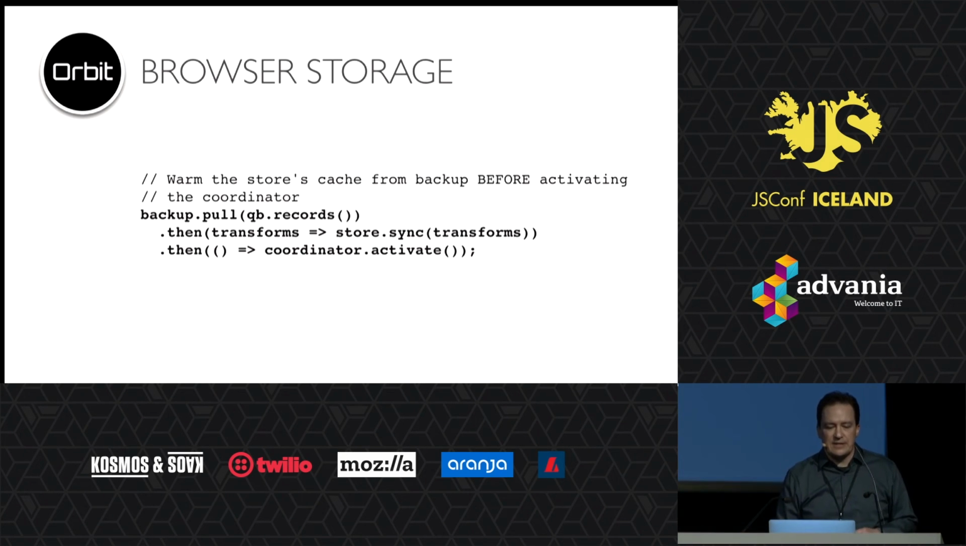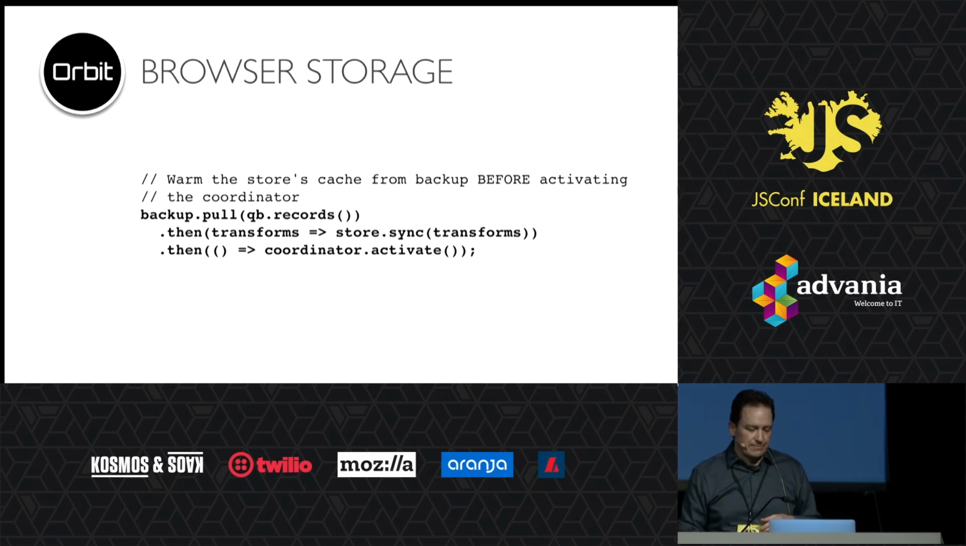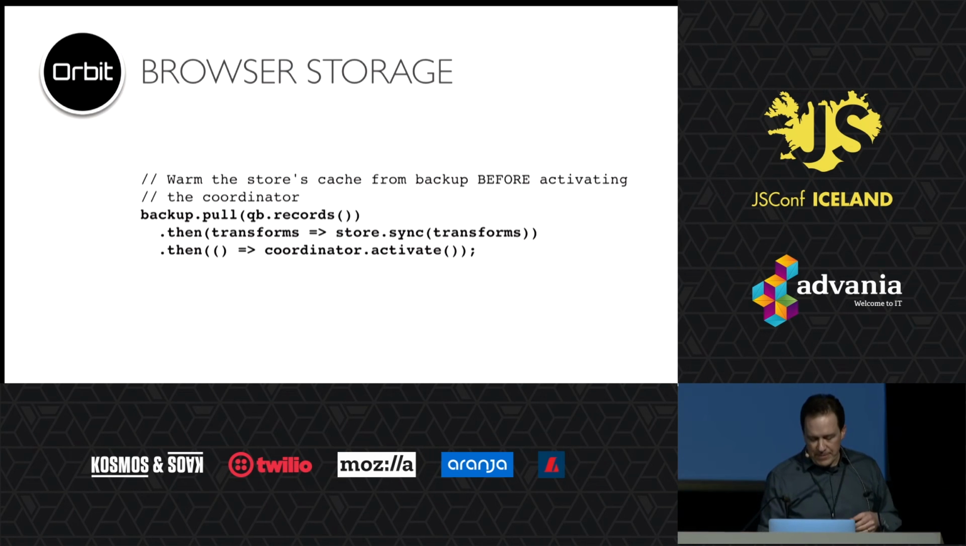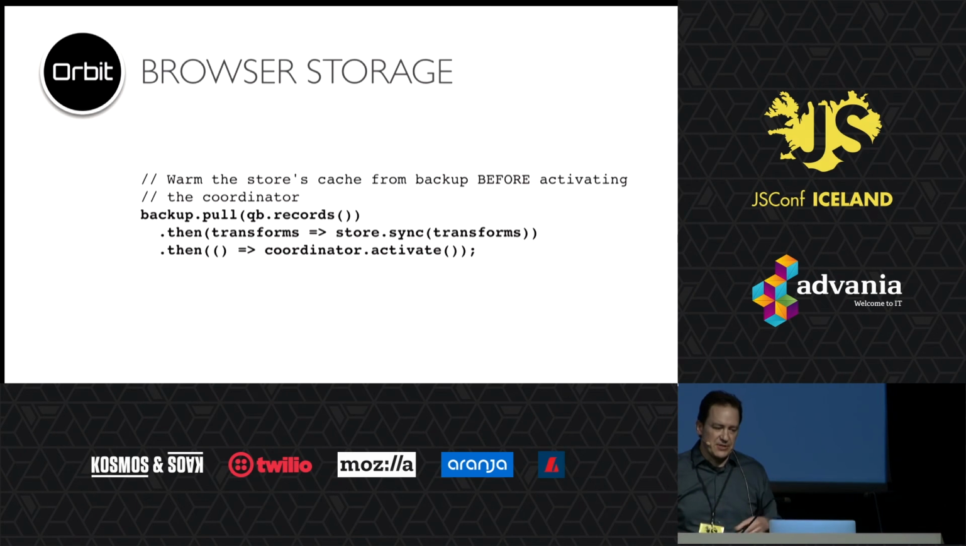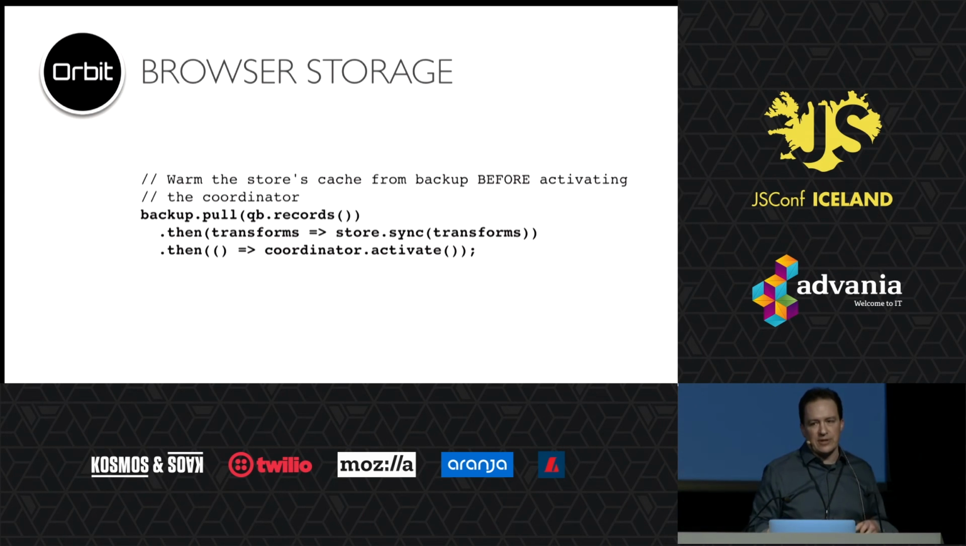And finally, this is an example of pulling all of the records out of a browser storage source, named backup here, and then syncing those with the store before the coordinator's activated. And activation basically activates all of the strategies so that Orbit's coordinator starts to watch everything and keep it all in sync.